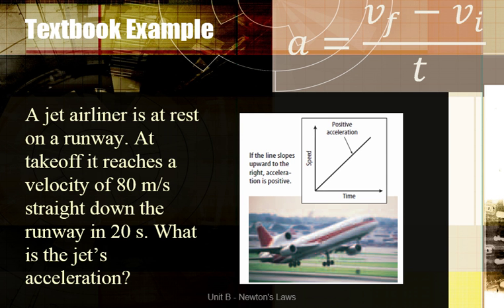A jet airliner is at rest on a runway. At takeoff, it reaches a velocity of 80 meters per second straight down the runway in 20 seconds. What is the jet's acceleration? Note on the right graphic the graph showing positive acceleration. The speed over time increases. Thus, the plane is getting faster and faster as it goes down the runway. Let's solve for its acceleration.